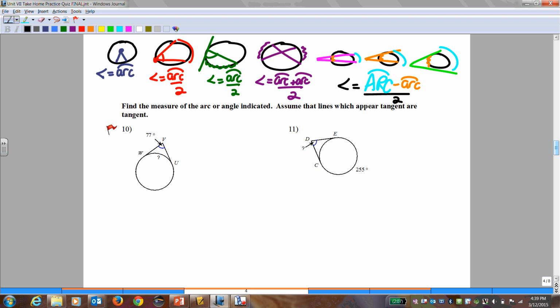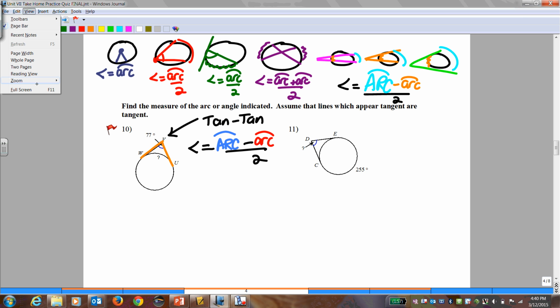In number 10, let's take a look at 10. Let's trace. Remember, we always trace, and we identify what kind of angle it is. And this is a tan angle. Now you write the equation. And that's going to be this one. Angle equals big arc minus little arc over 2.